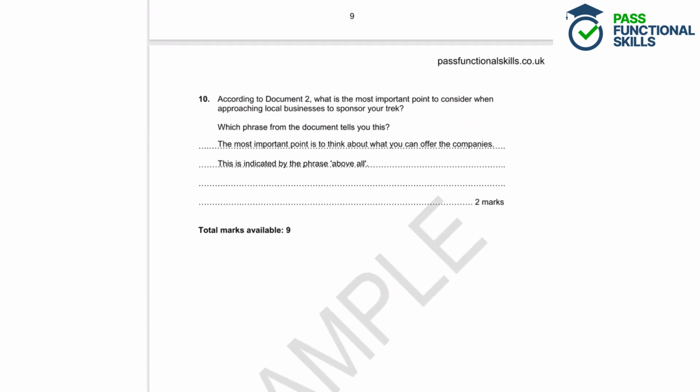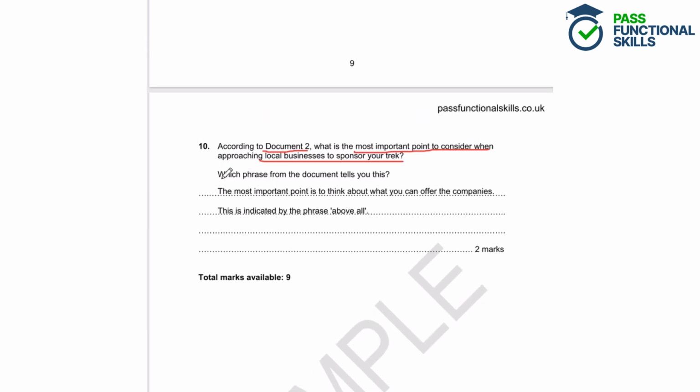Question 10. According to document 2, what is the most important point to consider when approaching local businesses to sponsor your trek? So here we need to look at document 2 and scan the text for the most important point to consider when we're approaching local businesses to sponsor the trek. So we're looking for mentions of any local businesses in the document here. And then we need to identify which phrase from the document is telling us this. So we want to use a quotation.